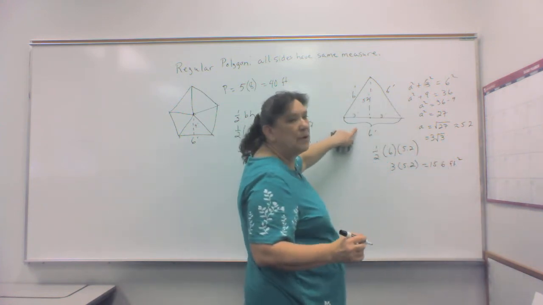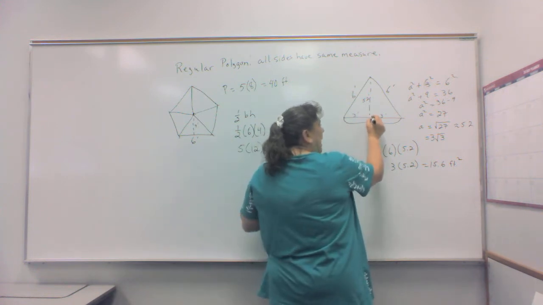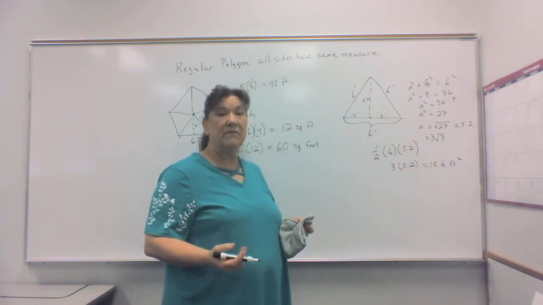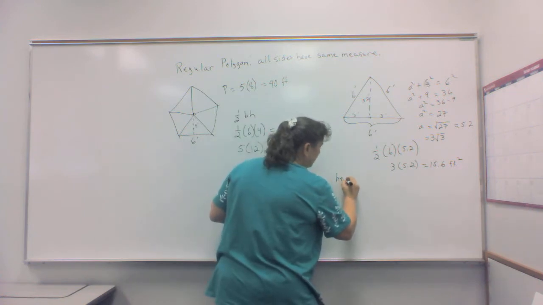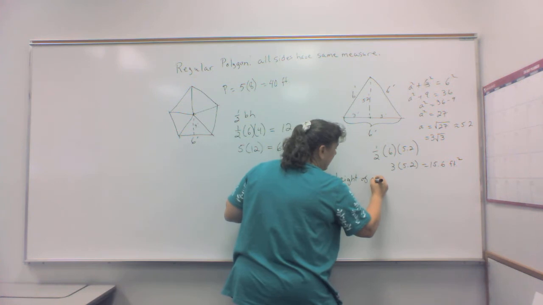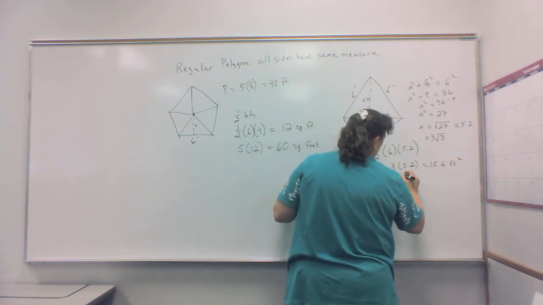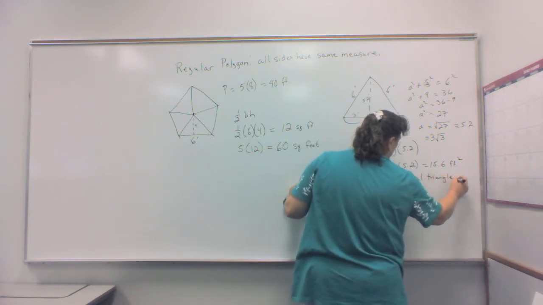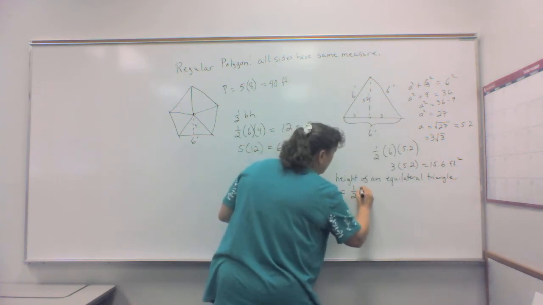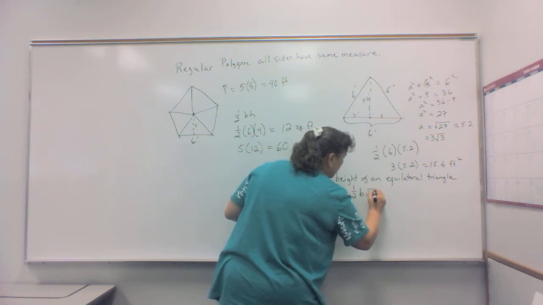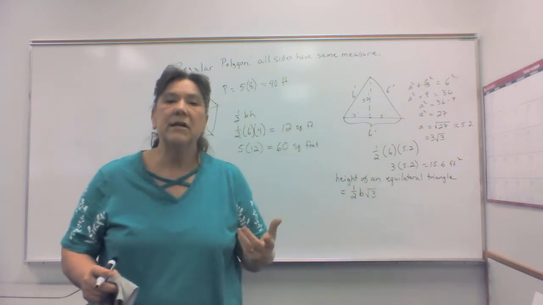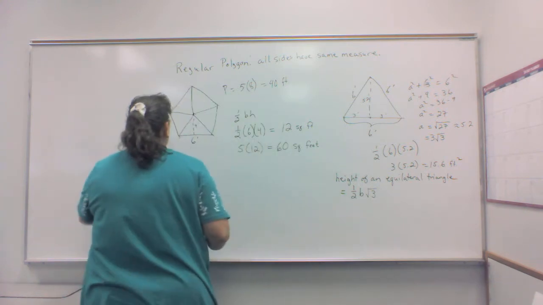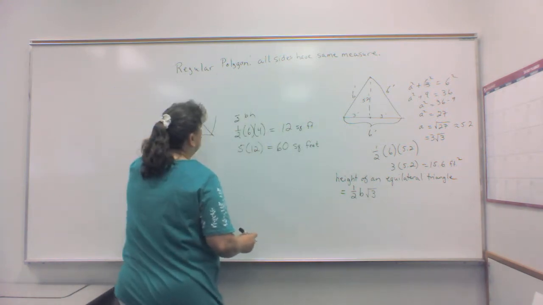So if we have an equilateral triangle, half of the base times the square root of 3 is what is going to be the height of an equilateral triangle. So the height of an equilateral triangle equals 1/2 base times the square root of 3. So you can always calculate that on an equilateral triangle: 1/2 of the base times the square root of 3. All right, so that's one of the things that you can do.